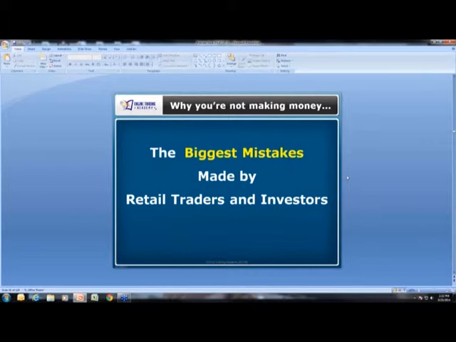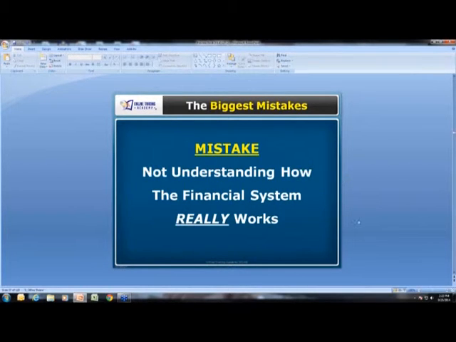Now, there are many mistakes, but one of the very biggest mistakes that the nervous novice herding public make is really not understanding how the financial system works. It's not your fault you don't understand it, because Wall Street's not going to teach you how it works. You're not going to get it through a traditional academic exercise at a university. Your broker-dealer is not going to teach you how to trade.